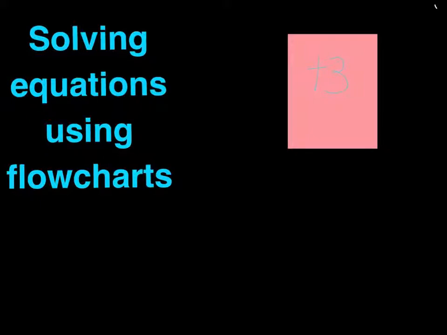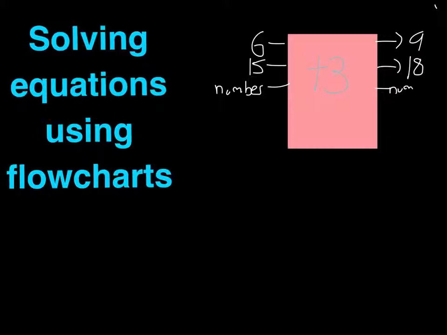So let's say I put a 6 into this machine. So out will come the number 9. If I put 15 into this machine, the machine adds 3 to it, so out comes 15 plus 3, which is 18. Now I can put any number I want into this machine, and it will just add 3 to that number. Out will pop that number plus 3.